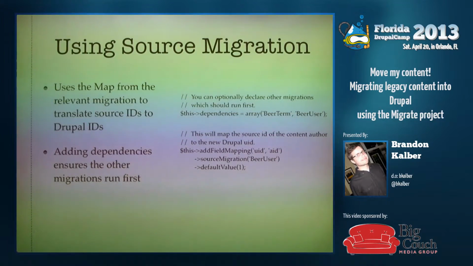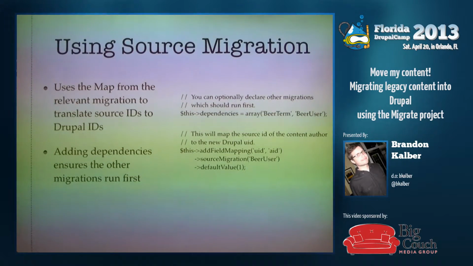If you're importing content, obviously all the content needs an author. If in your source query you have the old user IDs, when you're importing that, you can set source migration to look up the old UID that you already imported in your user migration, and the map automatically matches that up to the new Drupal UID and sets the node author appropriately. So you don't have to do a lot of crazy lookups because that map table is storing everything for you. It just saves a ton of time.